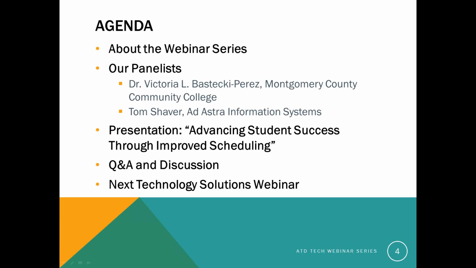The agenda for today is going to be a quick discussion about how and why Achieving the Dream has decided to launch this series. We'll introduce our panelists, and they will then take 20 minutes making a presentation about advancing student success through improved scheduling. And then we'll have 10 minutes for questions and answers. Again, you will be able to either raise your hand or type a question, and we will try to get to all of the questions. For any that we are not able to get to, there will be contact information for the presenters so you can follow up with them. We'll then talk about the next technology solution webinar and close out the conference.